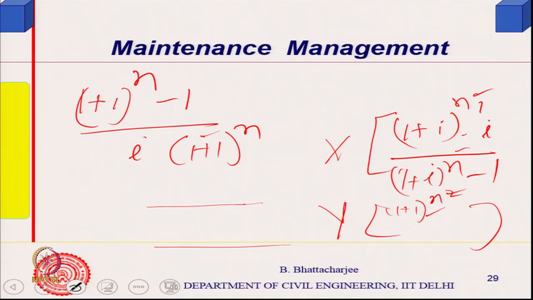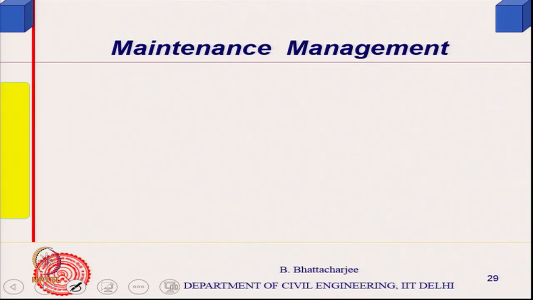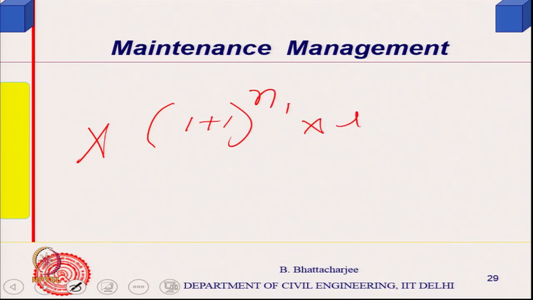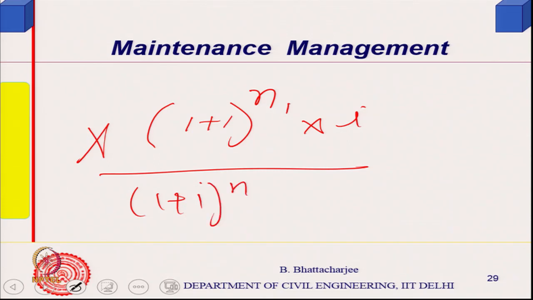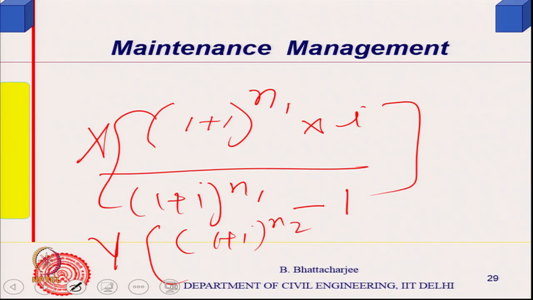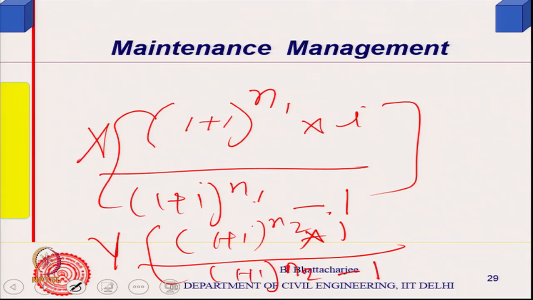So, anyway, if I have A every year, its present value is A multiplied by all this. And if I know the X I am spending now, then it would be yearly equivalent to X into 1 plus I to the power n1 multiplied by I divided by 1 plus I to the power n1 minus 1. And for the second case, Y into 1 plus I to the power n2 multiplied by I divided by 1 plus I to the power n2 minus 1. Whichever is lower, you will take the decision in favor of that.